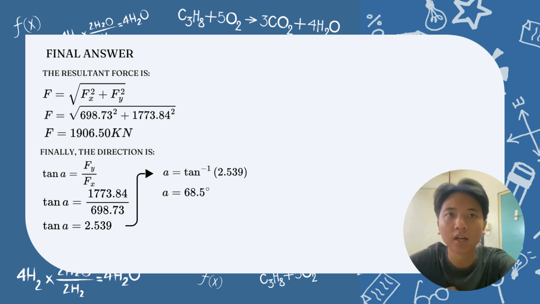Next, the direction of the resultant force is found using the tangent. The angle is calculated by tan alpha equals Fy divided by Fx, where Fy is 1773 and Fx is 698.73. We will get 2.539. Taking the inverse tangent of 2.539 gives alpha equals 68.5 degrees.